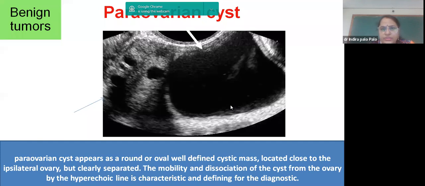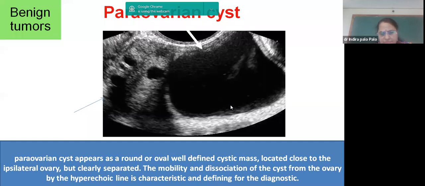The next common thing is the para-ovarian cyst. Para-ovarian cyst arises by the side of the ovary. It is not an ovarian mass. Its physiology and its management is totally different from the ovarian cyst. So it has to be clearly distinguished whether it is an ovarian cyst or a para-ovarian cyst.